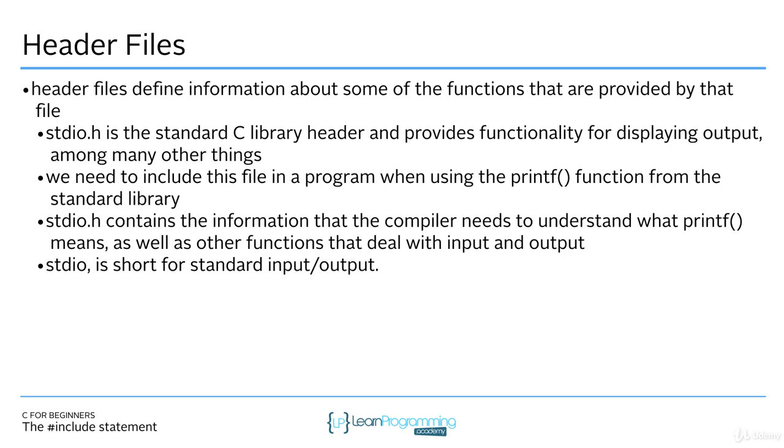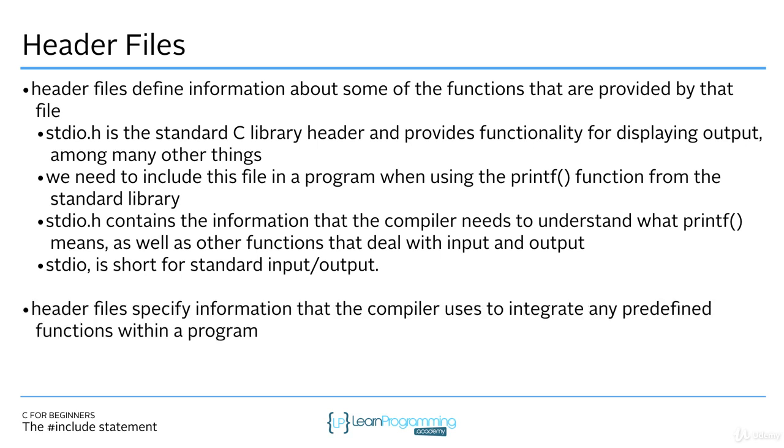Specifically, the functionality that we want to use in our example first program is this function called printf, which allows us to display output to the console. And so by including stdio.h in our source code, we're saying in order to compile, in order to use this functionality, this printf, we need to include this file. Header files specify information that the compiler uses to integrate and utilize any reused code, any functions within a program.